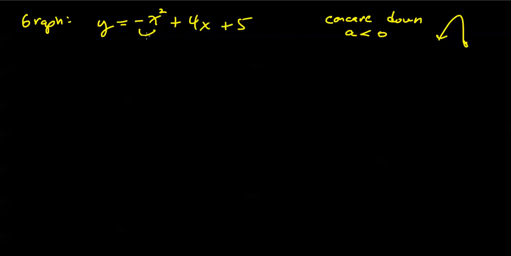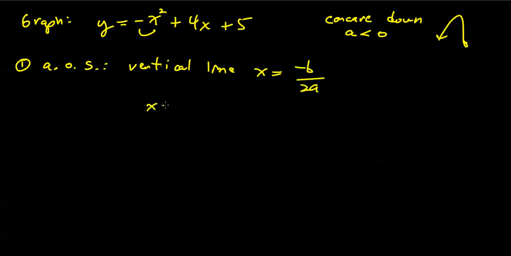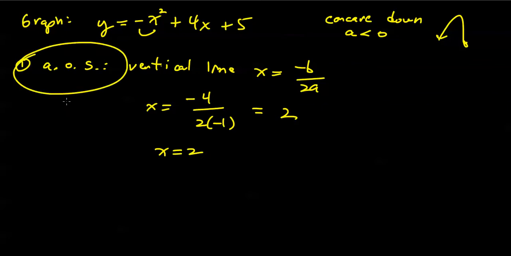Okay? Step 1. Find the axis of symmetry. I'll abbreviate that as AOS. And the axis of symmetry is the vertical line x equals minus b over 2a. Well, in this particular problem, it's x equals minus 4 over 2 times negative 1. Right? And minus 4 over 2 times negative 1, well, negative over negative is positive, it's going to be x equals 2. So the axis of symmetry is the vertical line x equals positive 2.